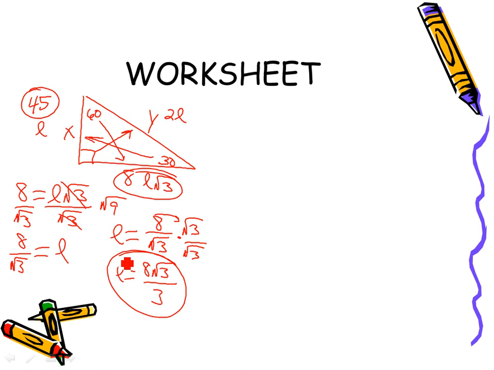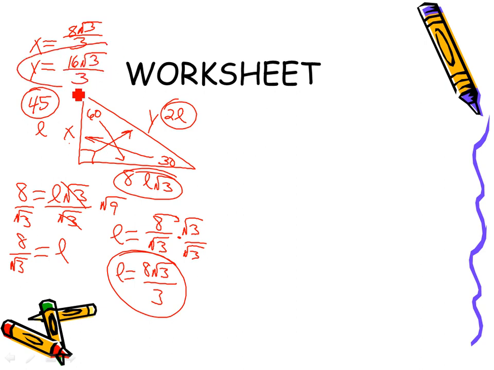Now we plug that back in up here. X is just going to equal that, so 8 times the square root of 3 over 3. And over here we want to double it, so Y is going to equal 16 times the square root of 3 over 3. Those would be our two answers.